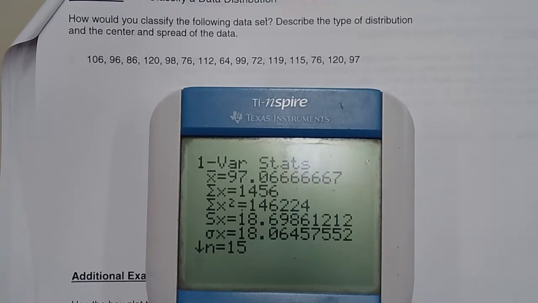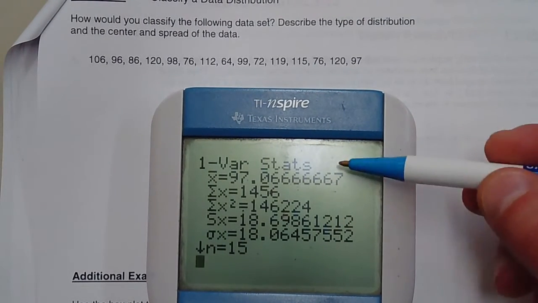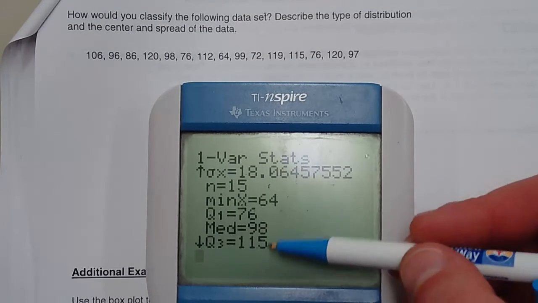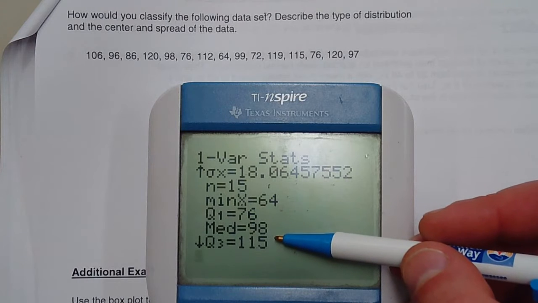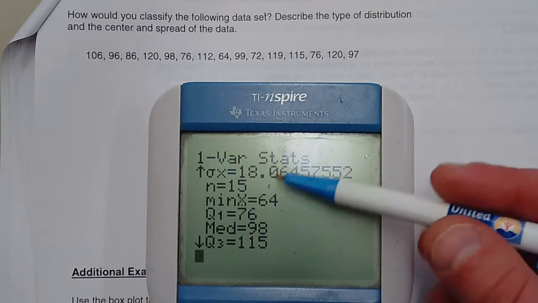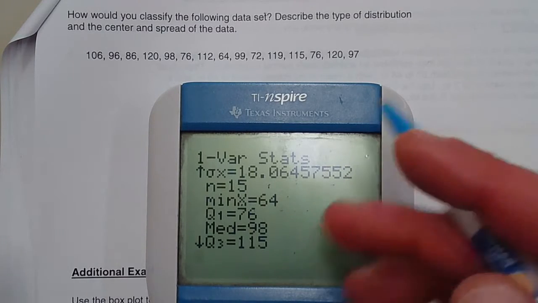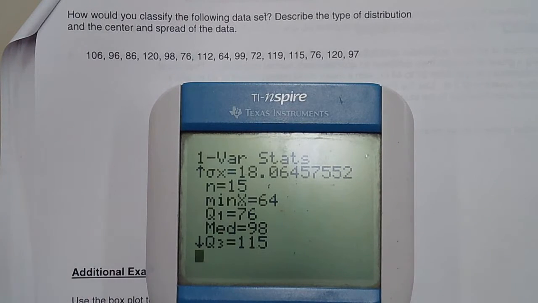So what I like to do right away is look at the mean and compare it to the median. So my mean is 97.06, my median is 98. Those are really close to being the same number. So whenever the two are basically the same, it means your data is pretty symmetric. And if your data is pretty symmetric, it's going to be normal or it's going to be uniform.